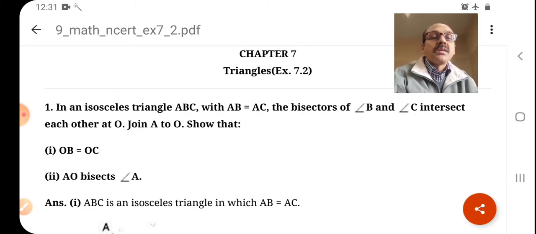Chapter 7 Triangles, Exercise 7.2 from NCERT book. Okay, let's start. First, question number 1.